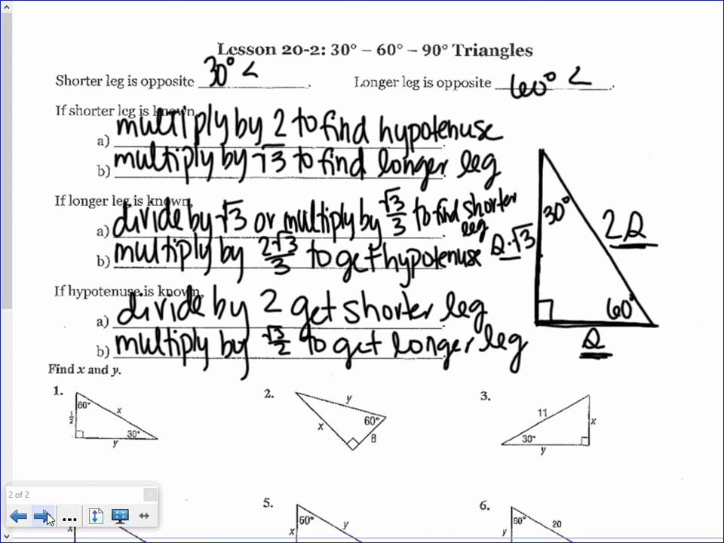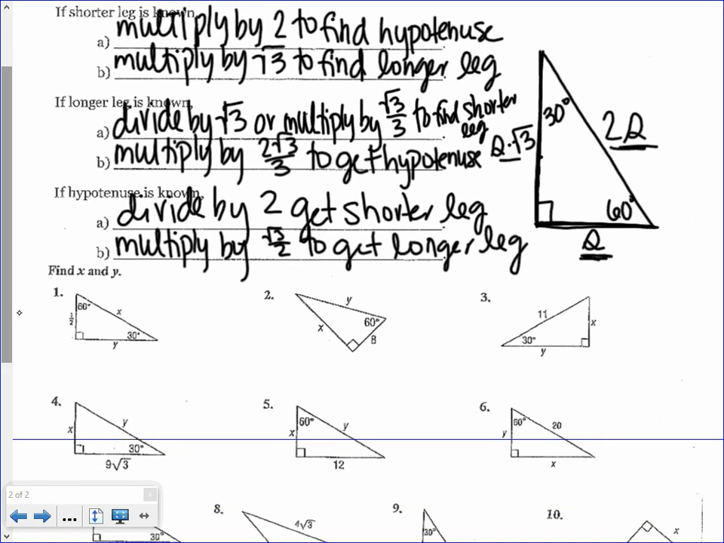So let's look at some examples because it's going to make a lot more sense when you start practicing with these. On number 1, we're given the shorter leg. So we're going to be using the top rules. To find the hypotenuse, you're going to multiply by 2. So 1/2 times 2 is 1. So x equals 1. To find your longer leg, you're going to multiply by the square root of 3. So 1/2 times the square root of 3, we have square root of 3 over 1. 1 times square root of 3, square root of 3, and then 2 times 1 is 2. So we have, for y, square root of 3 over 2.